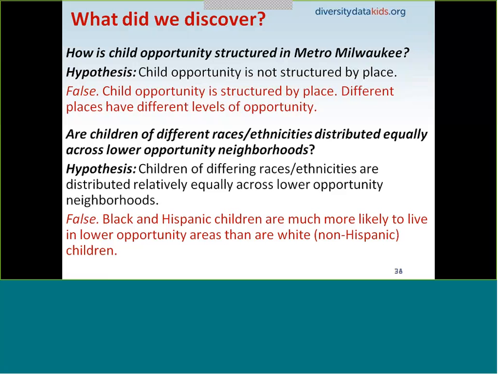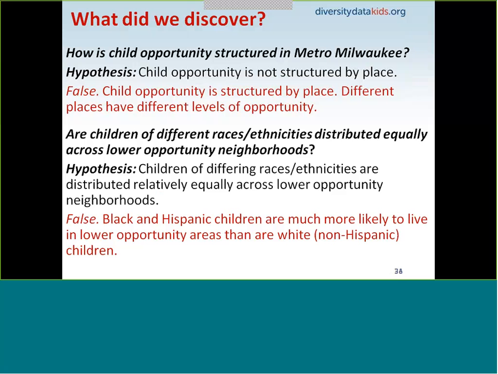Secondly, we looked at whether children of different races and ethnicities are distributed equally across lower or higher opportunity neighborhoods. We hypothesized that they were distributed relatively equally, but in fact, that's also false. Black and Hispanic children are much more likely to live in lower opportunity areas than are white children. In fact, we just found for Metro Milwaukee that Black children are 30 times more likely to live in the very lowest opportunity neighborhoods compared to white children. And we looked at first at the 100 largest areas combined, and we found that while not as extreme as Metro Milwaukee, in general we see a similar pattern of inequity relative to opportunity for Black and Hispanic children relative to white children.